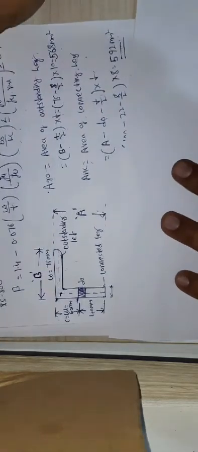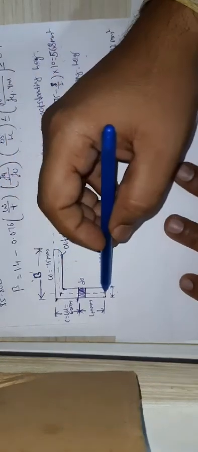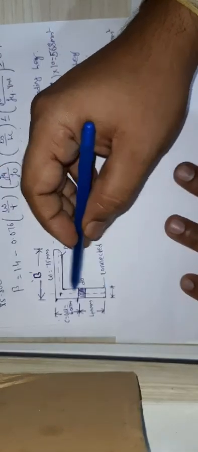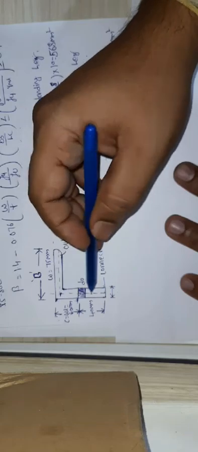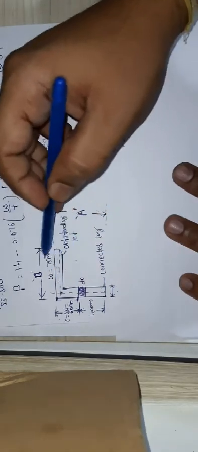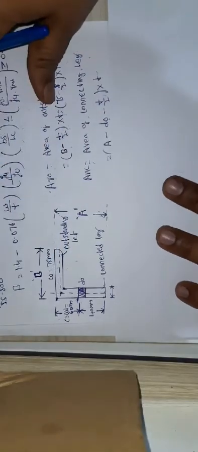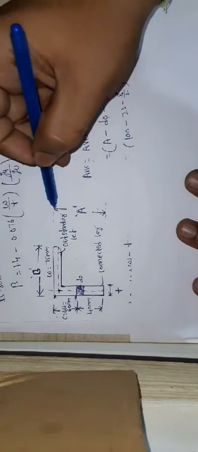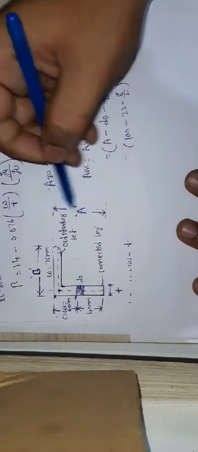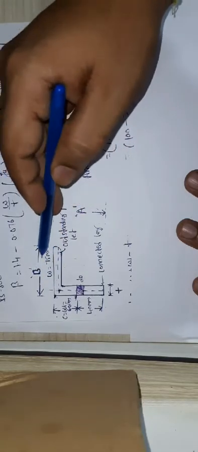So I have drawn the angle sections here. Guys, please note, the leg which is connected to the gusset plate is the connected leg. The leg which is outstanding, not connected to the gusset plate, is called the outstanding leg. Let us take the total length of the connected leg as A and the total length of the outstanding leg as B.